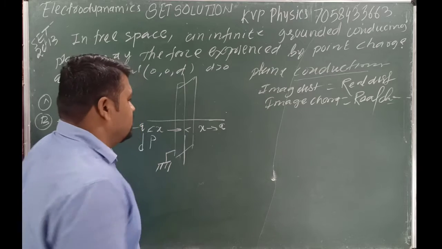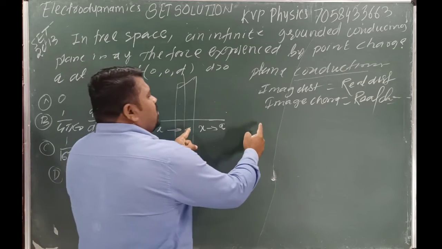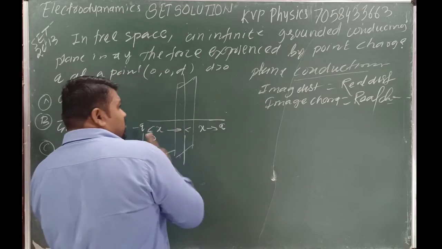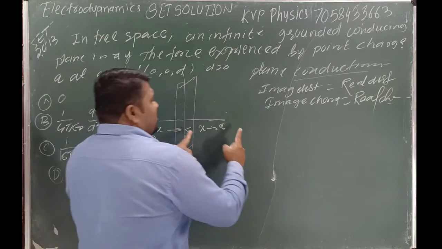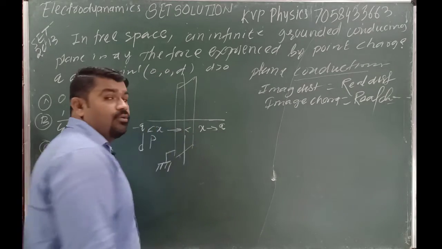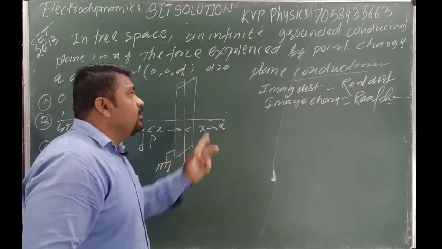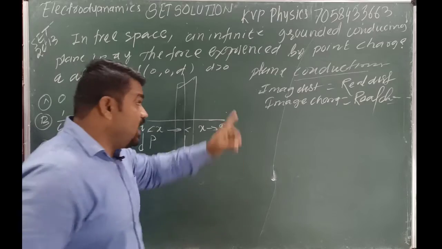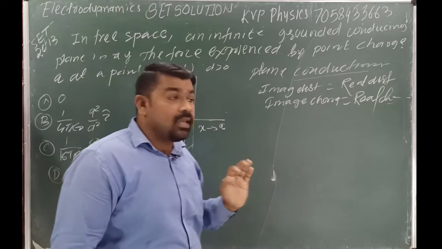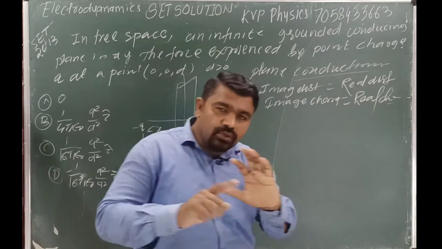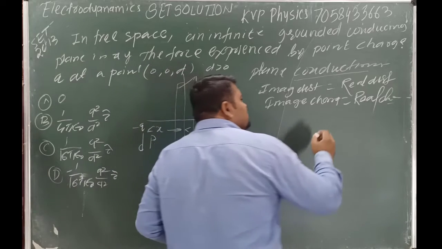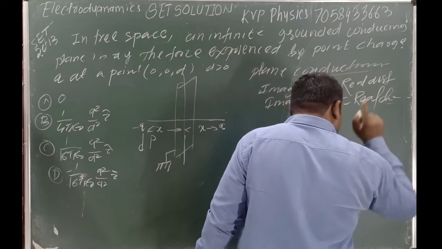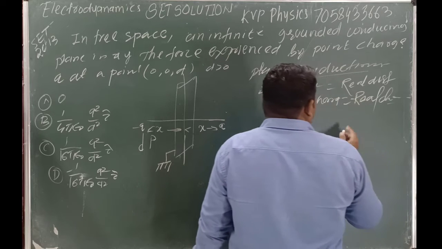Suppose this distance is 2 meters, here also 2 meters; here 4 meters, here also 4 meters; here 3, here also 3; here 1 by 2, here also 1 by 2; here 2 by 3, here also 2 by 3. Means in a conducting system that is grounded, image distance is equal to real distance and image charge magnitude is equal to real charge. But what is the small change here? Image charge is equal to real charge, but the sign is minus.